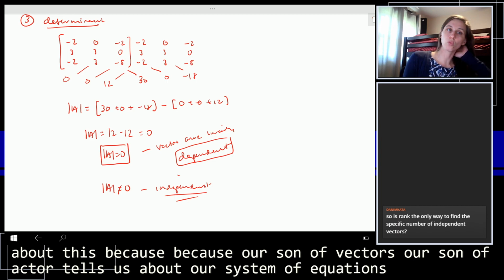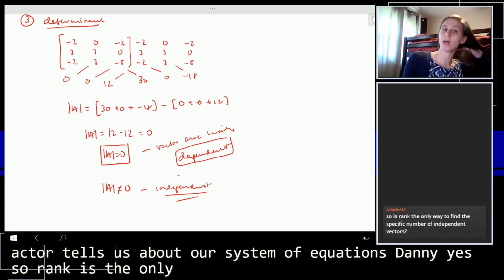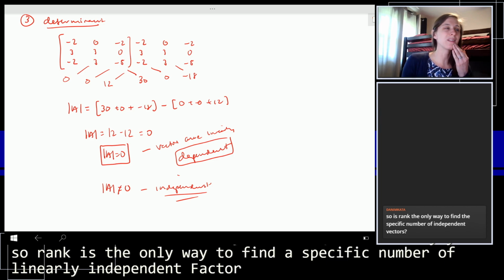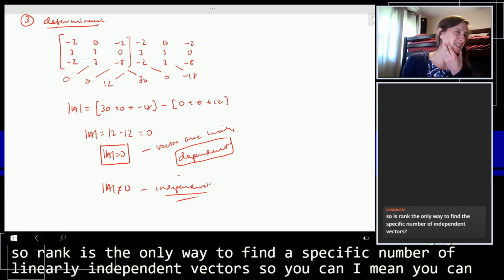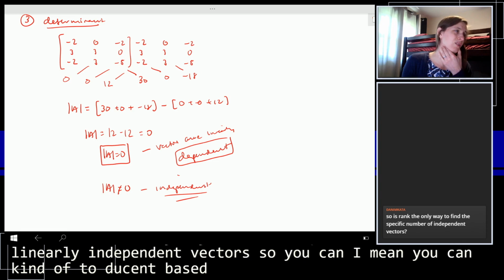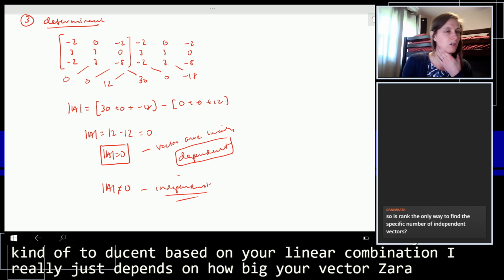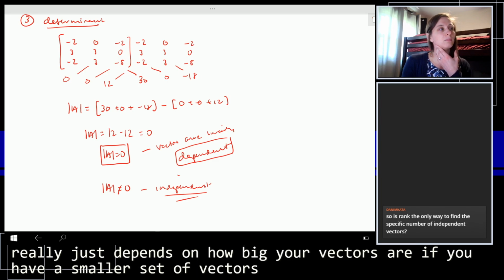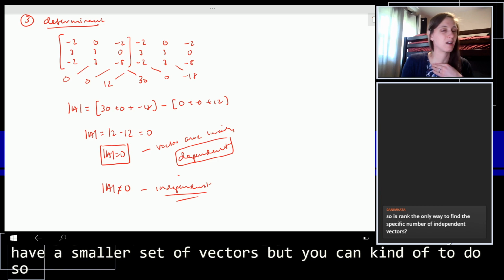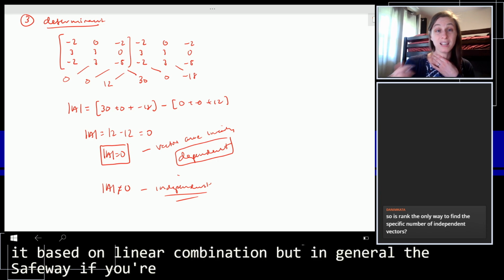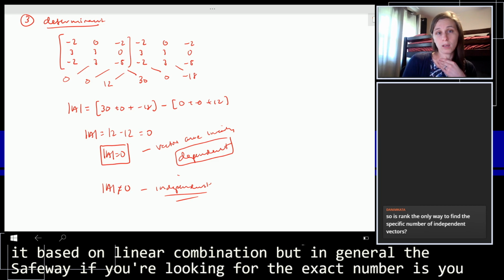Danny, yes. So rank is the only way to find the specific number of linearly independent vectors. You can kind of deduce it based on your linear combination. It really just depends on how big your vectors are. If you have a smaller set of vectors, then you can deduce it based on linear combination. But in general, the safe way, if you're looking for the exact number, is to use the rank.